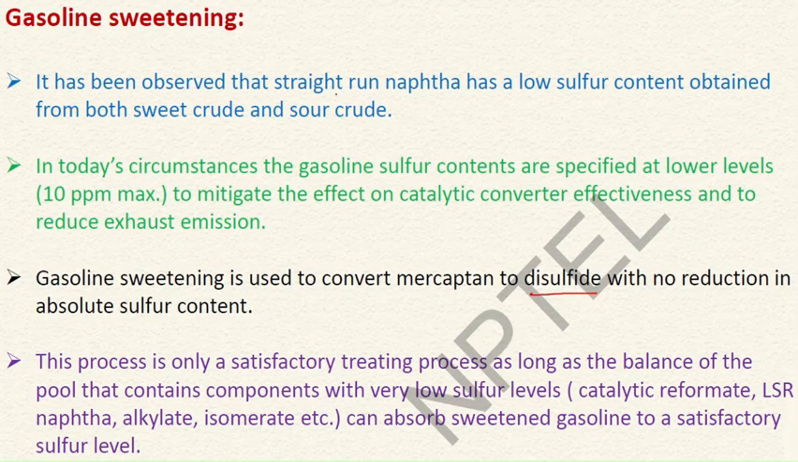Basically it is simply removing the foul smell of a petroleum cut. It has been observed that straight run naphtha has low sulfur content and is obtained from both sweet crude and sour crude. Sweet crude is basically which does not consist of mercaptans, basically it does not have foul smell. And sour crude has mercaptans, that is foul smelling crude. So this naphtha, as we know, is the first liquid cut from an atmospheric distillation unit.